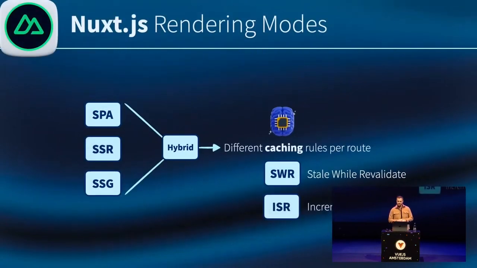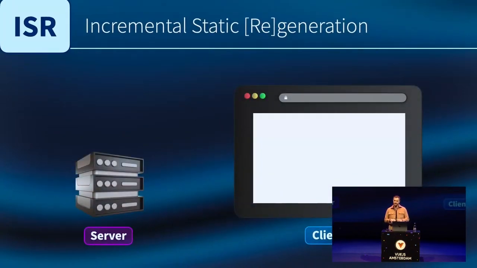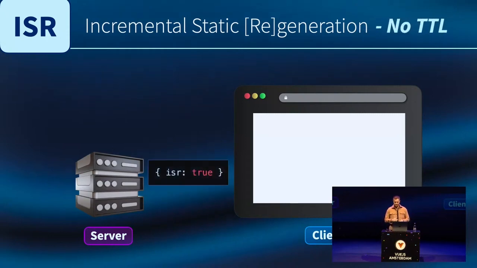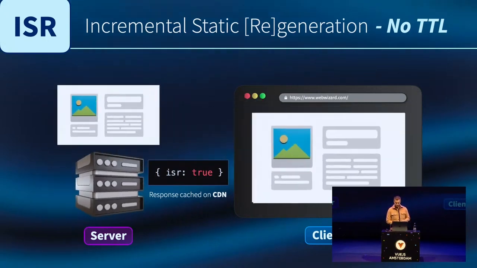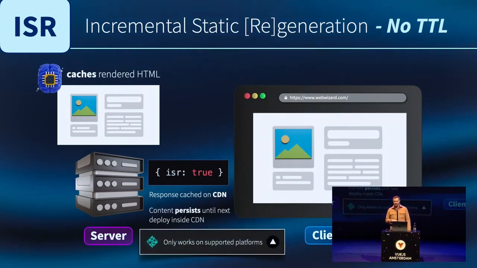We also have a very similar rendering approach to SWR, and that's ISR, or incremental static regeneration. So the rendering and caching behavior here is going to be very similar to SWR, except that we're able to add the response to the CDN cache. And if we look at it with no TTL set, the content is going to persist until the next deployment inside that CDN. However, it should be noted that this kind of behavior only currently works on the platforms that support it, and those are going to be presently Netlify or Vercel.